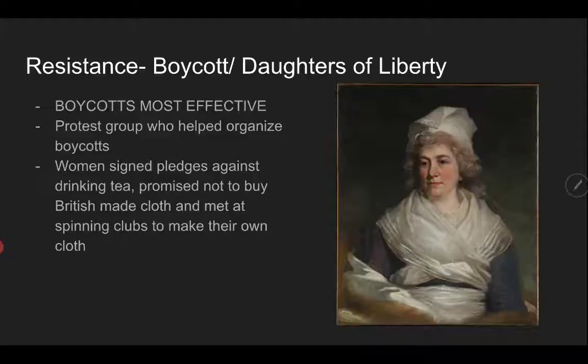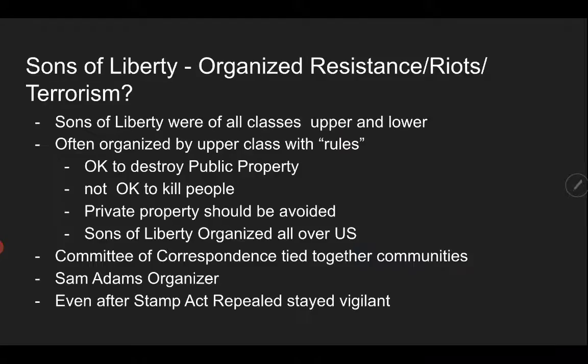These spinning clubs become like patriotic events, and if you look at American fashion, it's considered patriotic to have kind of American simplicity. We are not trying to be this nobility from England.